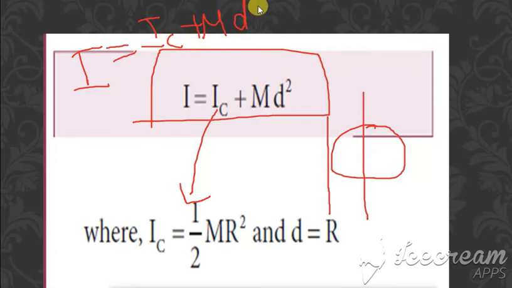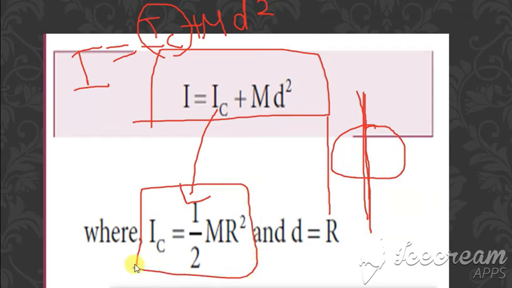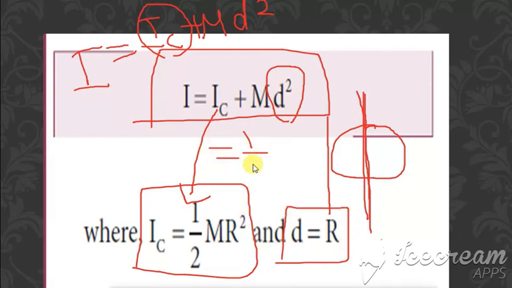Here, IC denotes the axis which is parallel to this and passing through the center of mass. So the formula for it is half m r square. Then instead of d, we are going to substitute the value r. So if you substitute here, we get half m r square plus m as it is, and instead of d I write r, so m r square.